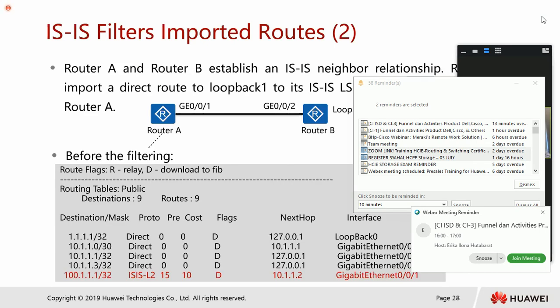Router A and B establish an ISIS neighbor relationship. Router B can import a direct route to loopback 1 into its ISIS LSDB and advertise the route to router A. So I've imported into ISIS and sent to router A, and router A learned 100.1.1.1/32. In this case, I want to filter this information from going into my ISIS, so I do it on router B. I set it on router B to perform the filtering.